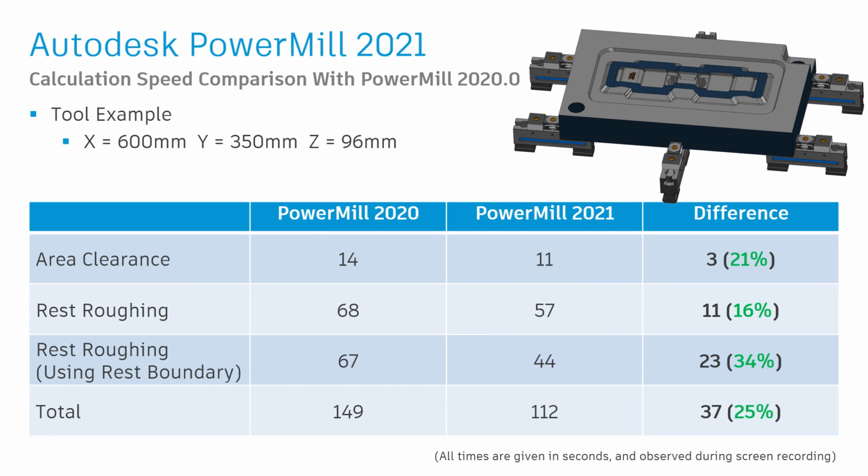Summarising the results in this test, we can see an overall improvement of 37 seconds, saving 25% overall, showing that on more complex parts the time savings could be significant. Overall, these improvements in calculation performance will minimise your programming time and help maximise your profitability.